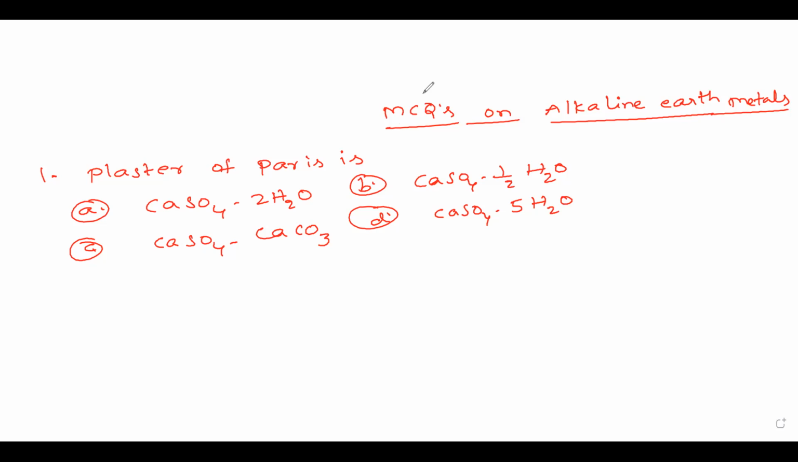As you know, the answer is CaSO4 dot half H2O. This is called plaster of Paris. From gypsum you will get it. And the first option is called gypsum. So from gypsum, plaster of Paris is prepared.